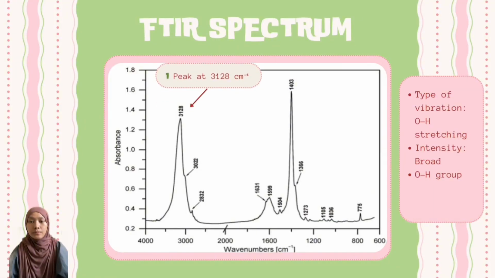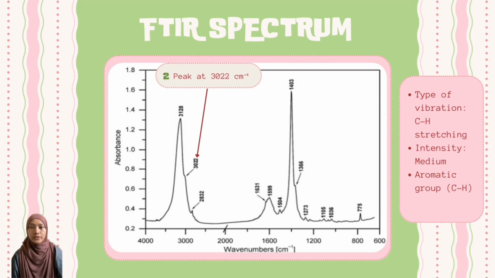Now we look at the first major peak, which appears at 3128 per centimeter. This is assigned to OH stretching and it appears broad. Why is it broad? Broad OH peaks are caused by hydrogen bonding. Hydrogen bonding causes slightly different bond strengths among molecules, so the OH bonds vibrate over a range of frequencies instead of one exact frequency. Therefore, instead of a sharp peak, we observe a broad band. Although berberine itself does not contain a free hydroxyl group, this broad absorption is generally attributed to hydrogen-bonded moisture or solvent molecules associated with the sample.